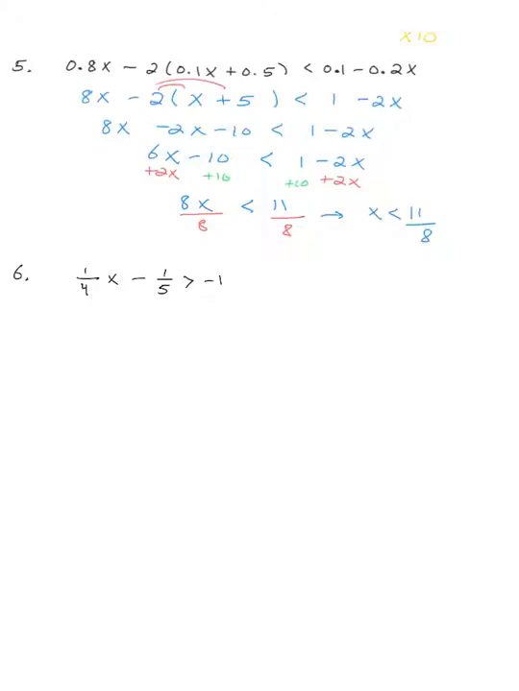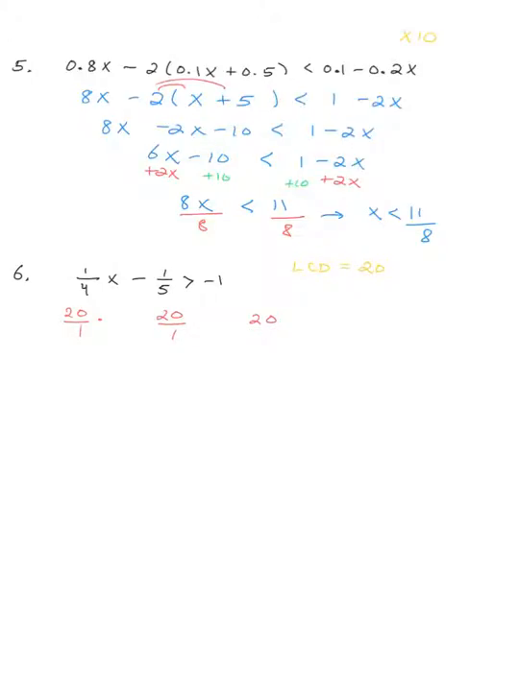Okay, here I'm going to multiply both sides by the least common denominator of 4 and 5, which is going to be the product of those two numbers, which is 20. This means I'm multiplying 20 to every single term.